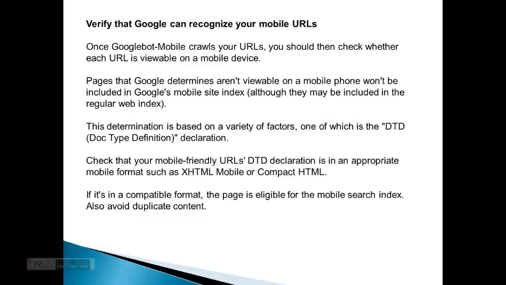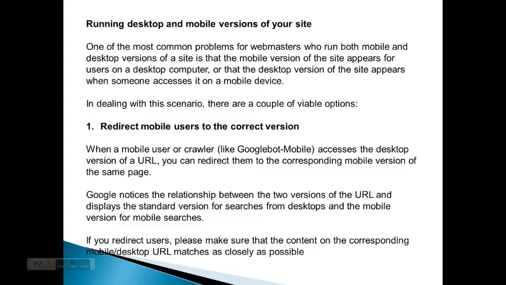Also avoid duplicate content. One of the most common problems for webmasters who run both mobile and desktop versions of a site is that the mobile version of the site appears for users on a desktop computer, or that the desktop version of the site appears when someone accesses it on a mobile device. In dealing with this scenario, there are a couple of viable options.